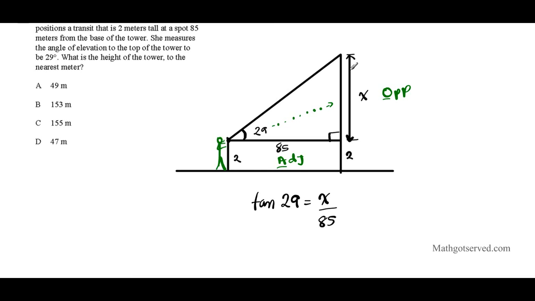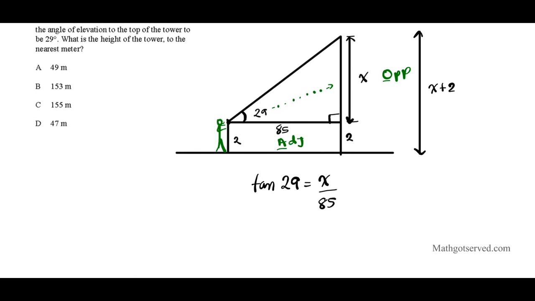Remember, x is not the height of the tower. The height of the tower, let me show it to you, is x plus 2. It's that x plus the height of the transit. Okay, so we have to be really careful about that. So the height of the tower is going to be x plus 2. All right, so let's go ahead and find out what x is, and then we'll add 2 to figure out the final answer.